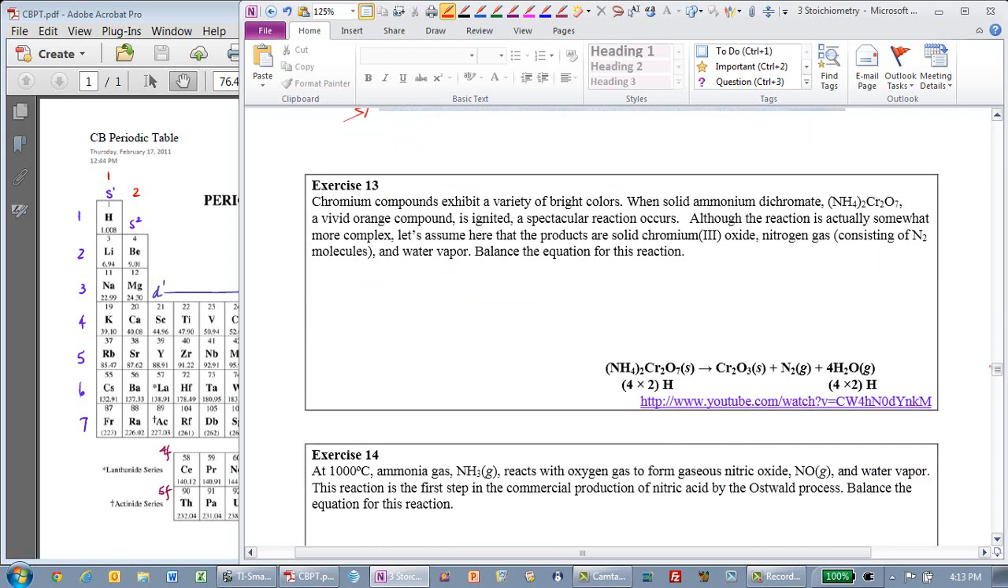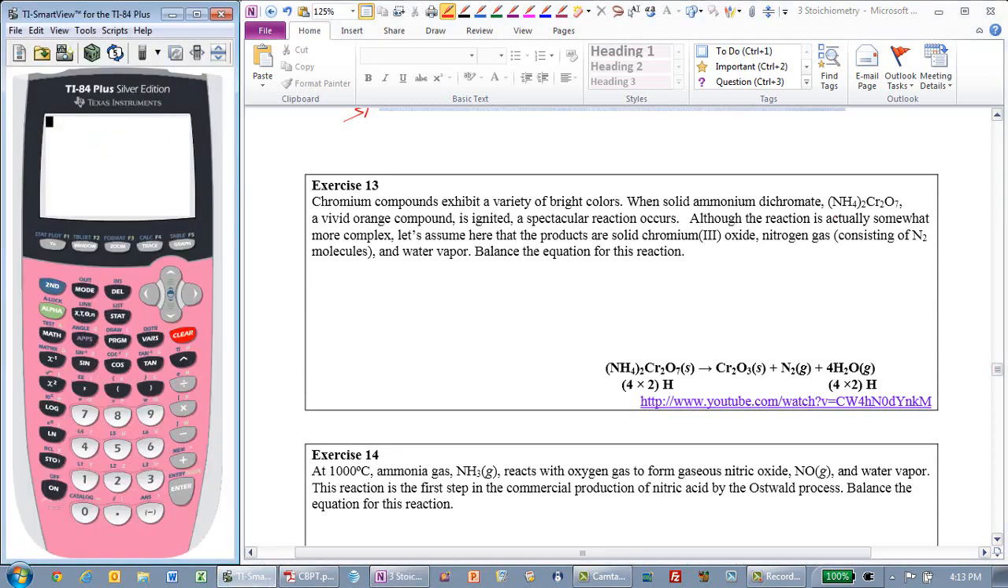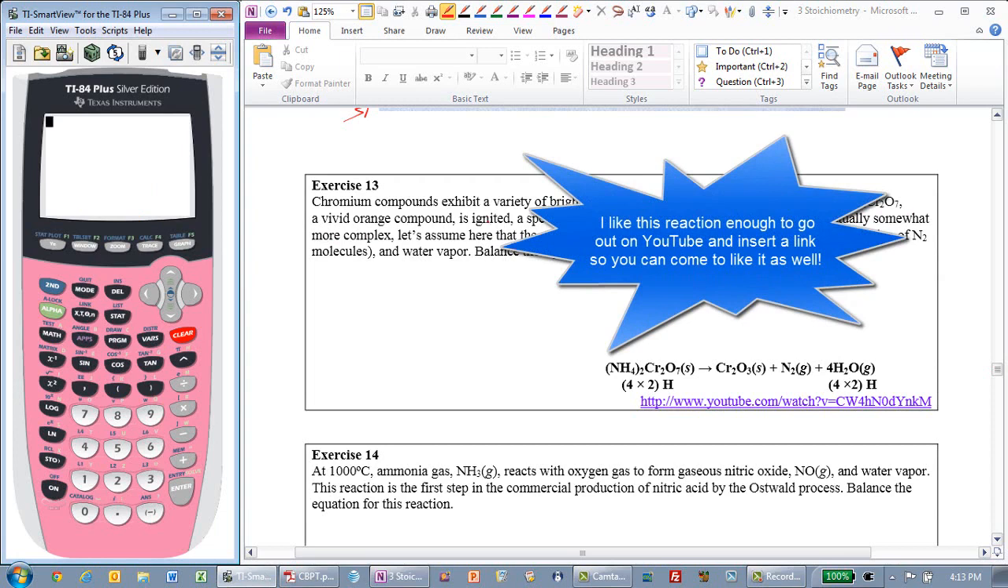All right, so chromium compounds exhibit a variety of bright colors. Very nice to know, because that's what fireworks and such things are all about. And when solid ammonium dichromate, which is (NH4)2Cr2O7, a vivid orange compound, is ignited, then a spectacular reaction occurs. Love spectacular reactions.